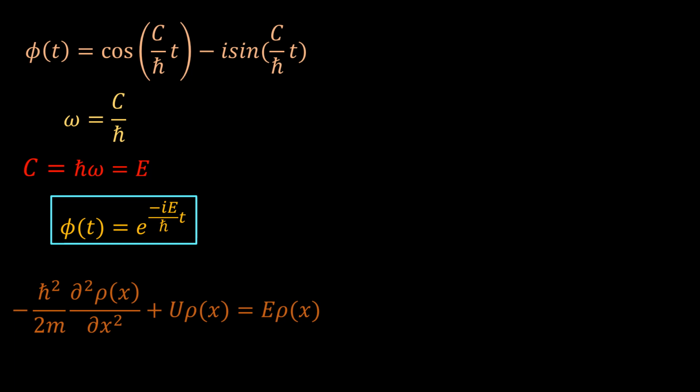To solve this equation for rho of x, one must specify the potential energy function for the given situation. The most famous and simple example usually is the particle in the box problem, where a particle is placed inside a box whose walls are rigid such that the potential outside the box is infinite, while the potential inside the box is zero.